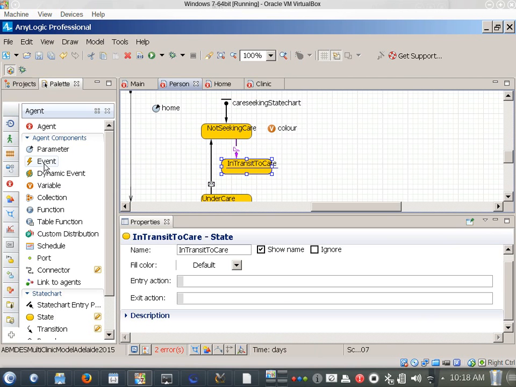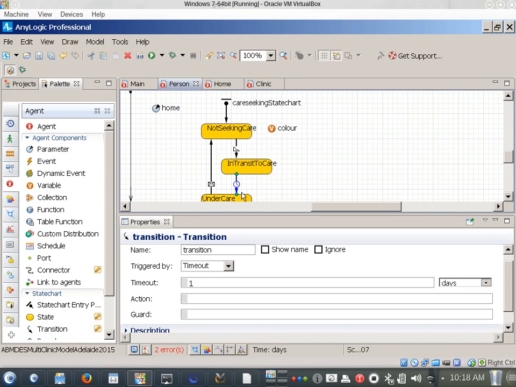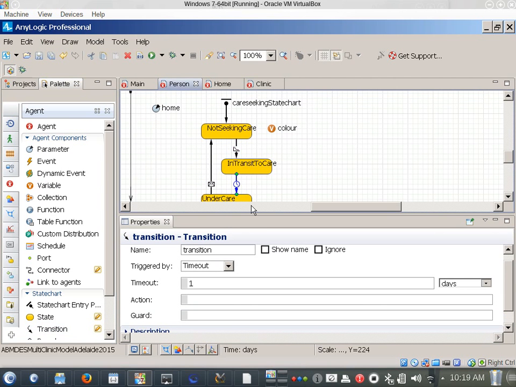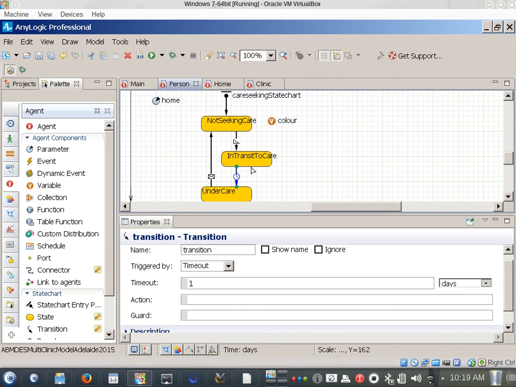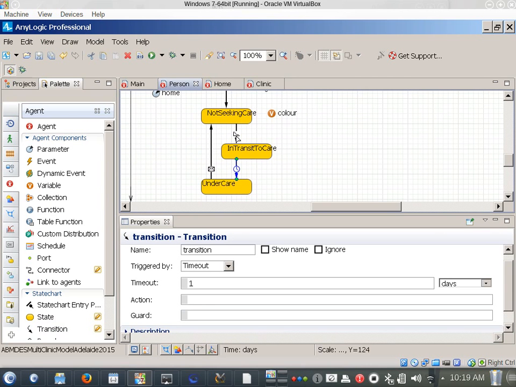My apologies. So I see, Nate, that you're changing the transitions around. Is that important, or is that just temporary? Ah, I see. Okay. So we're fixing up this with an additional transition here. This new state is in transit to care, and then we have under care, and then it's going to return to not seeking care.